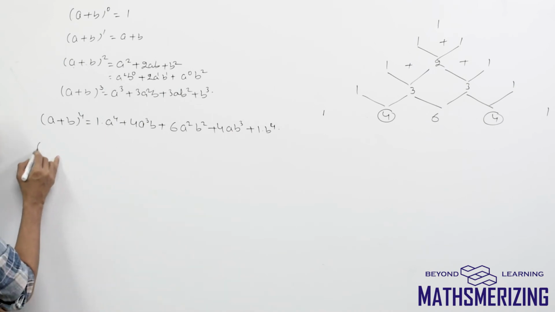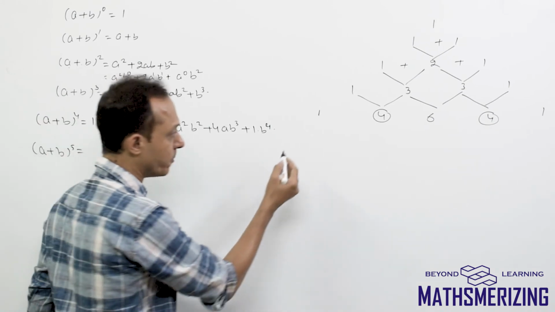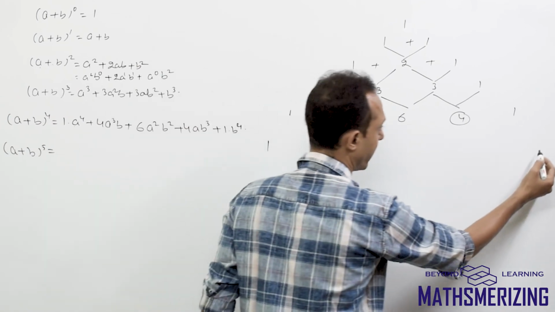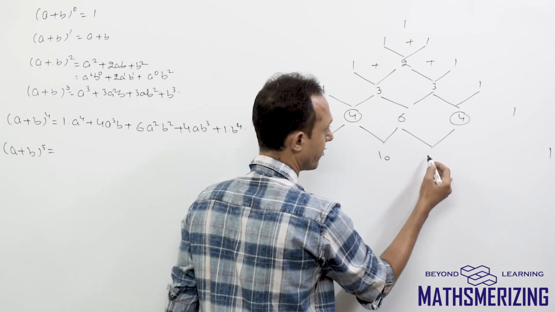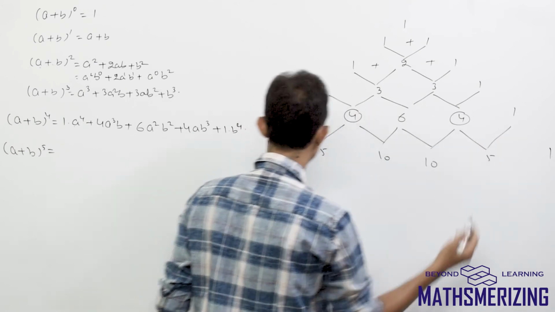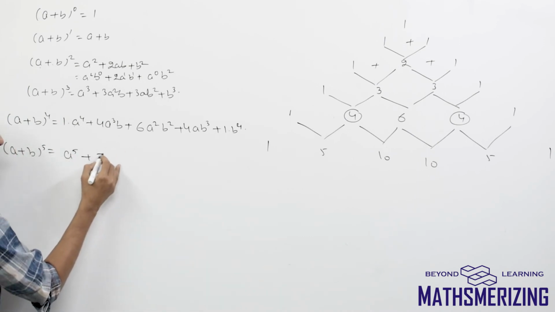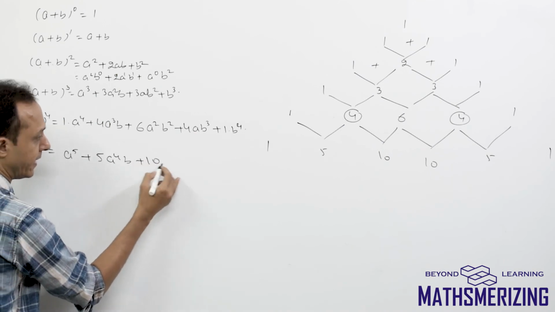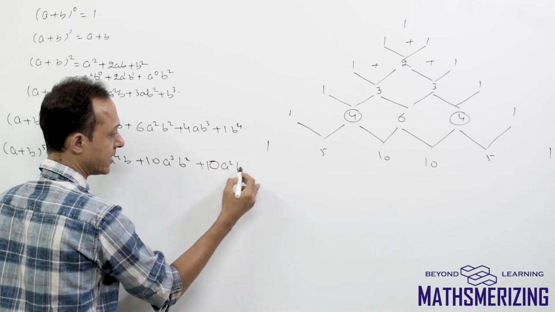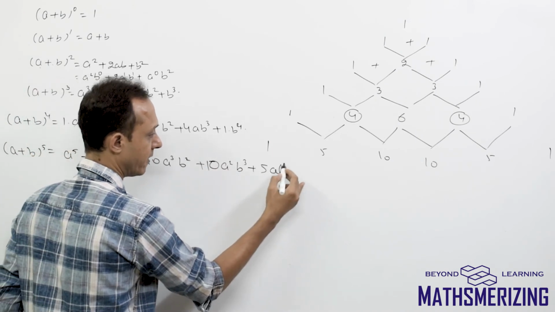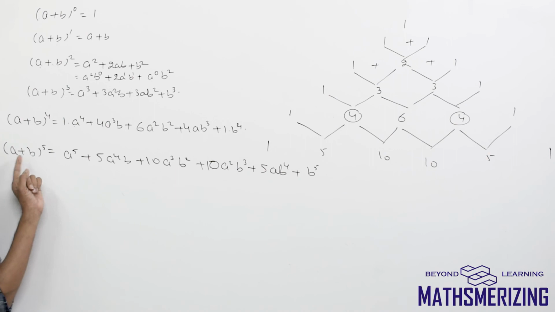What if I have to write (a + b)⁵? Now for (a + b)⁵, I need to add one more row. So this is 1. Again it will be 1. And then 5, 10, 10. And then it will be 5. So if I have to write the expansion of (a + b)⁵, I'll simply write a⁵ + 5a⁴b + 10a³b² + 10a²b³ + 5ab⁴ + b⁵. So that is the expansion of (a + b)⁵.